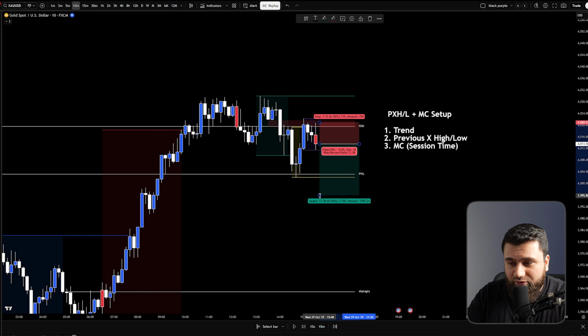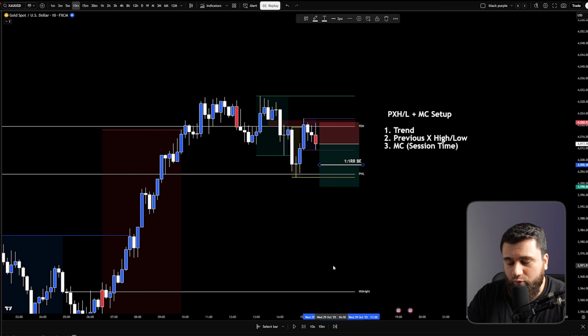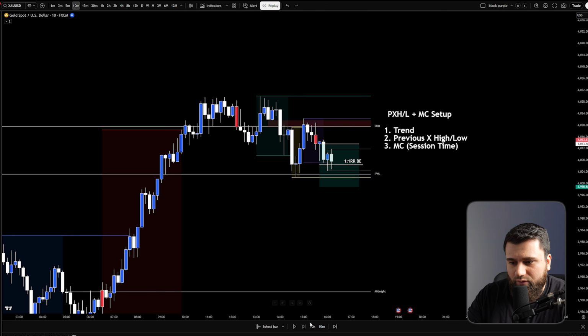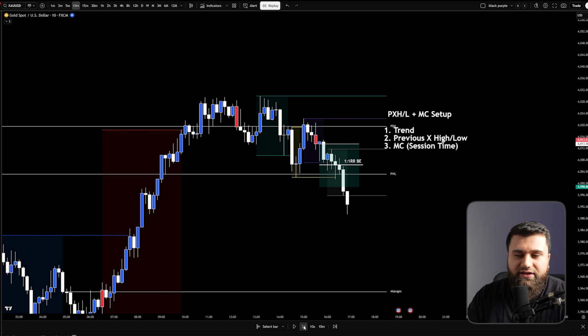And at this point, I'm going to go ahead and take a short here. And you notice already 1-to-1, we need to go break even. Now let's play the candles and see how price develops. We are at break even at this point. So this stop loss is now at break even, and we're going to let that trade play out to 1-to-2 risk reward. And right there, TP gets hit and we go even more than that.